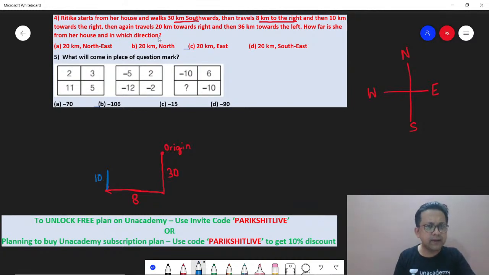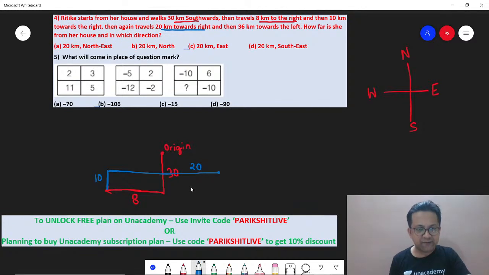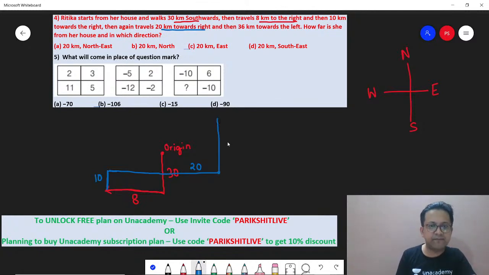Fine. Next, 20 kilometers towards right. Now remember, the person is looking up towards the north. So 20, remember, it has got to cross the red line because the red line is only 8. So 20 would be, let's say, out here. This distance is 20. And then 36 kilometers towards the left. Remember, the red vertical line was only 30. So 36 will be way up, right? 36 out here. Fine. How far is she from her house and in which direction?